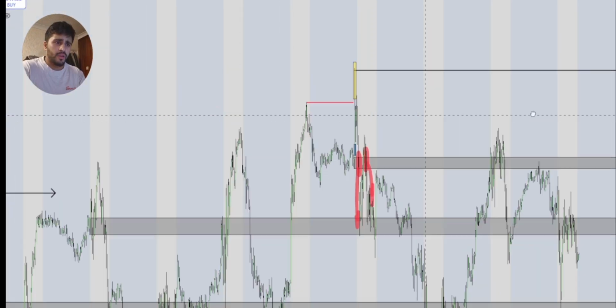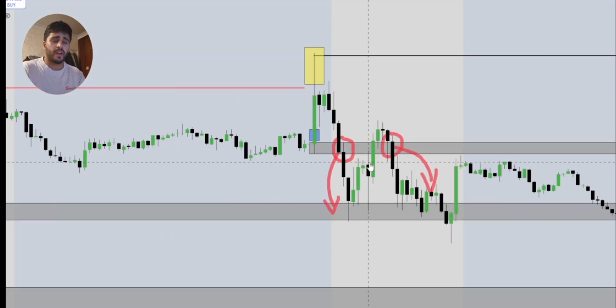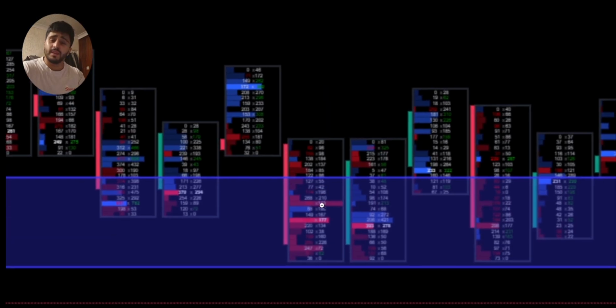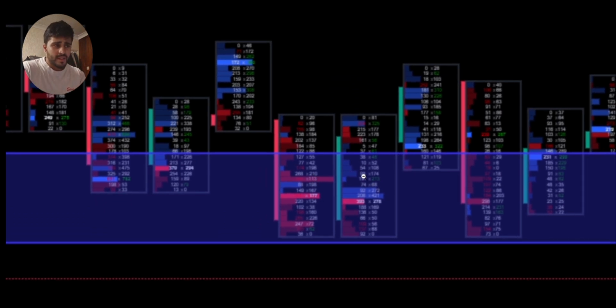So if you're an ICT trader and you're trading fair value gaps, you're trading incorrectly because you're not understanding the core principle of what moves the market, right? What moves the market is limit orders, right? It's the limit orders that move the market. So let's take a look at this key level.